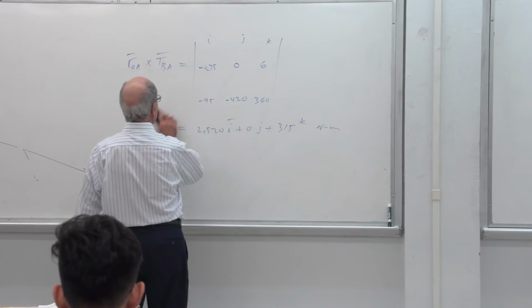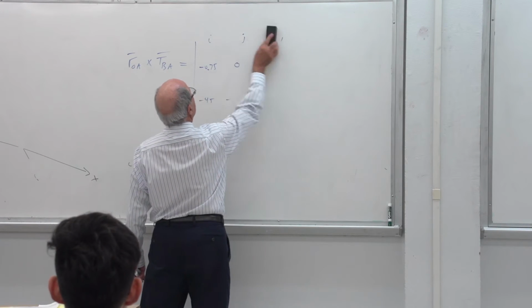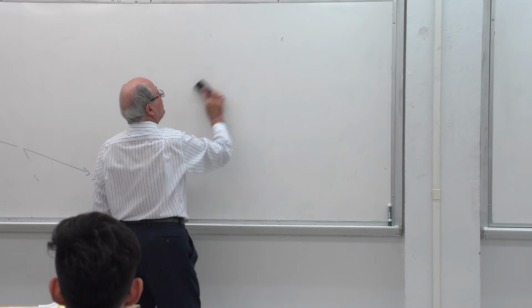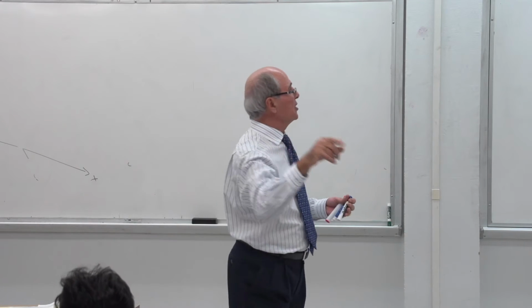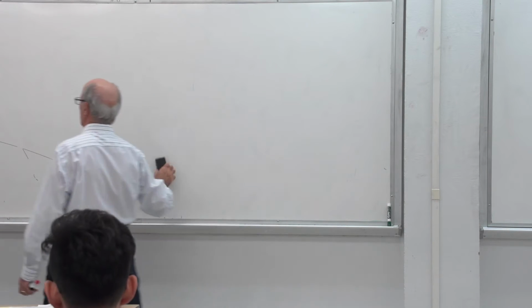Now we get to the last part of it. Again, one more time, I'm going to explain what I said last time. Moment about x, y, z axis. Please write it down. We are done here.